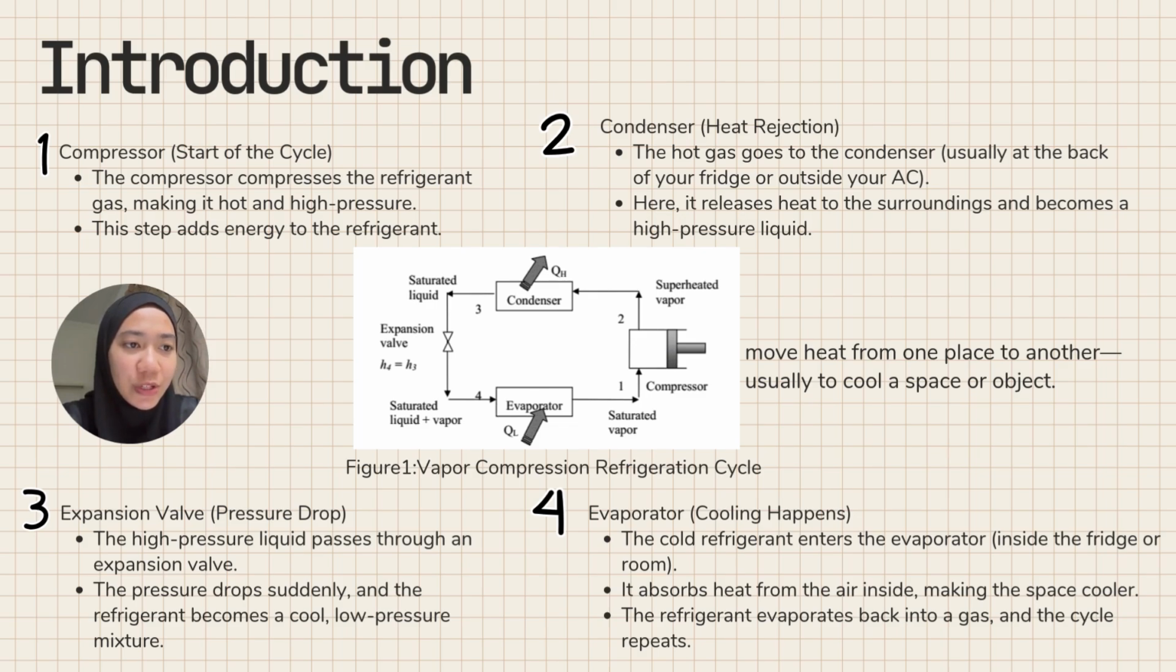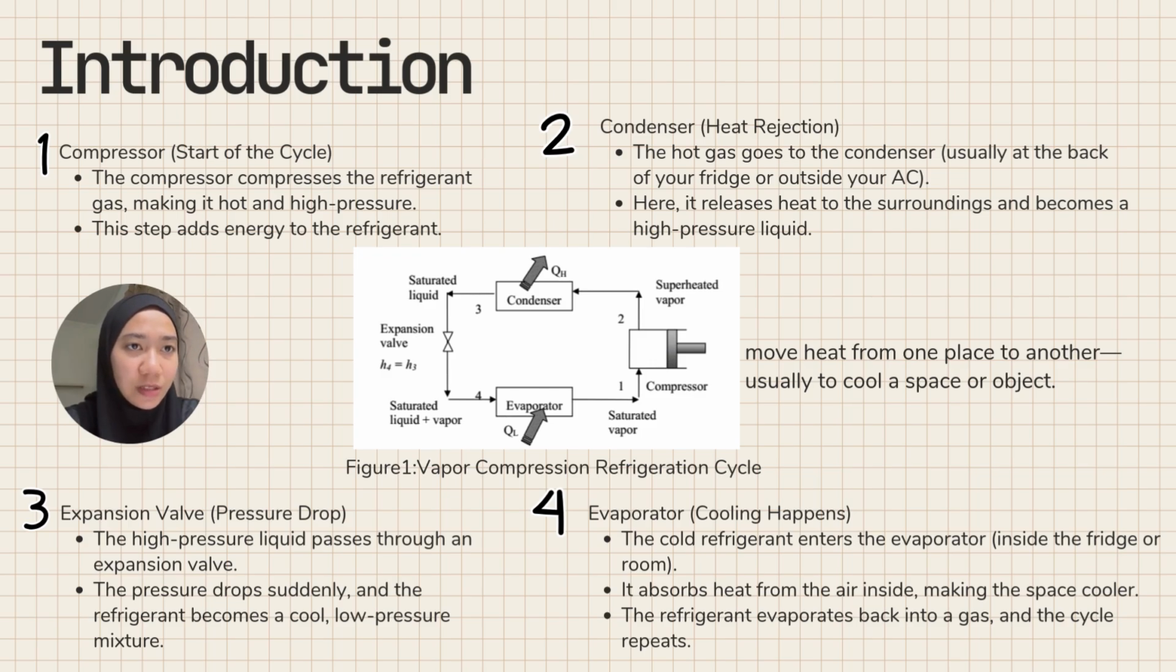Introduction. As you can see, Figure 1 is the image of the vapor compression refrigeration cycle. We start with the compressor, which is the start of the cycle. The compressor compresses the refrigerant gas, making it hot and high pressure. This step adds energy to the refrigerant.